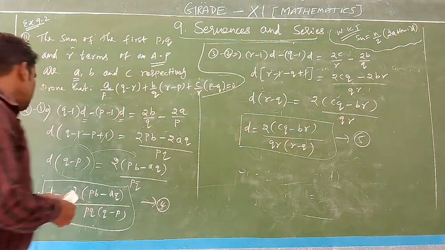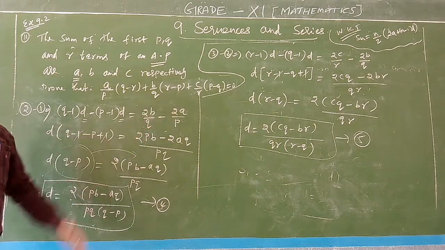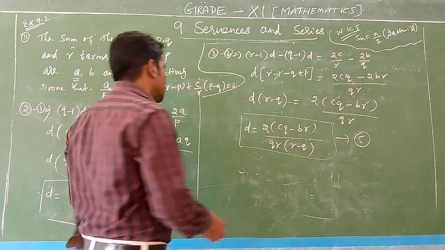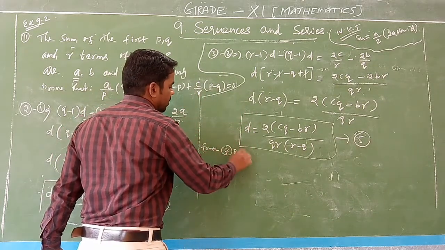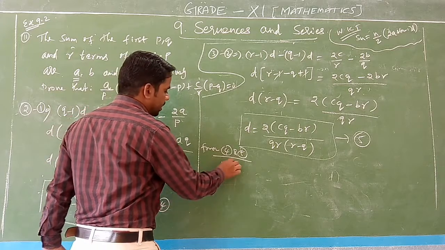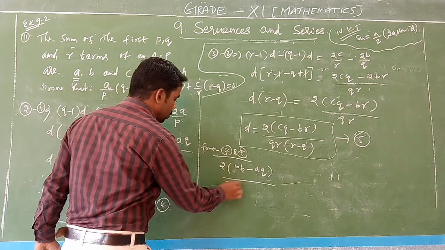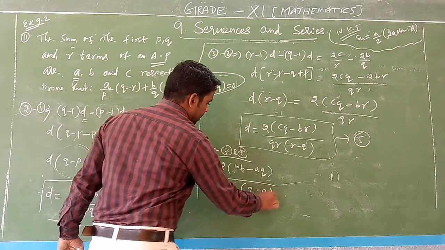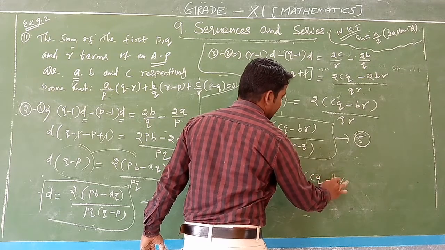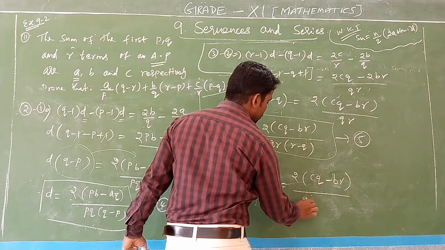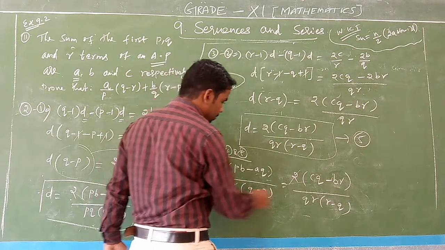You see, equation number 4 and equation number 5 have the same value d on the left-hand side. So equation 4 and 5 are equal, so the right-hand side values from 4 and 5 are equal. Here the right-hand side value is 2 into (pb minus aq) by pq of (q minus p) is equal to 2 into (cq minus br) divided by qr into (r minus q). Here 2 is common, so cancel, and q is common, so q is cancelled.